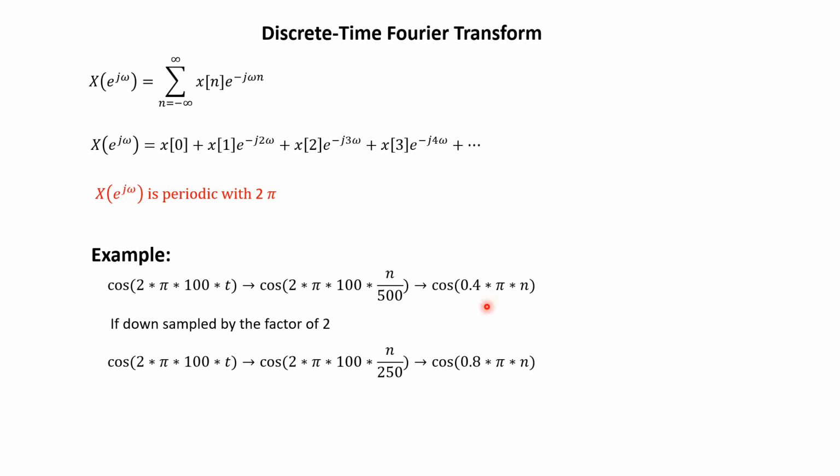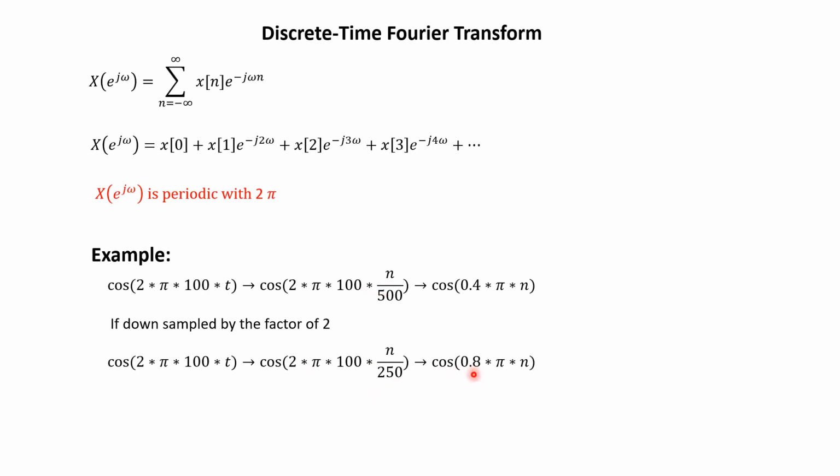But suppose we wish to downsample the signal by a factor of 2. In that case, going by the sampling method, I will take the sampling frequency equal to 250. If you take the same signal again and reduce the sampling frequency by a factor of 2, it will be 250.